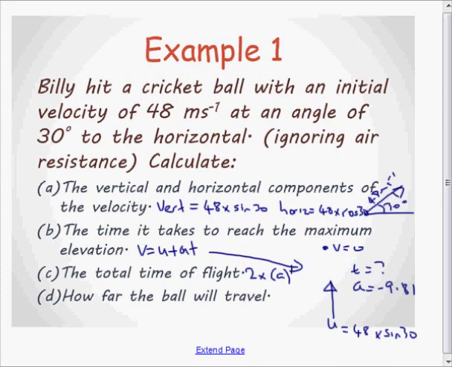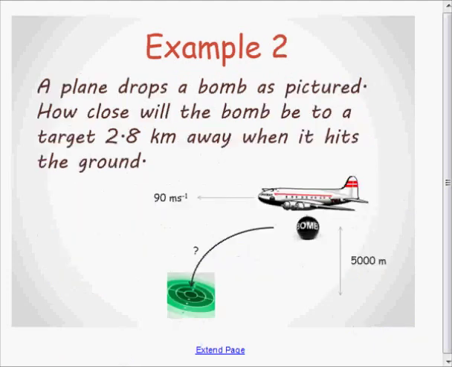How far will the ball travel? If we know how long it's in the air, say time is a certain value, then we can just use s equals vt, because it's a constant velocity, and we know the time in the air, so we know how far horizontally it's going to go. And it's a similar question here.